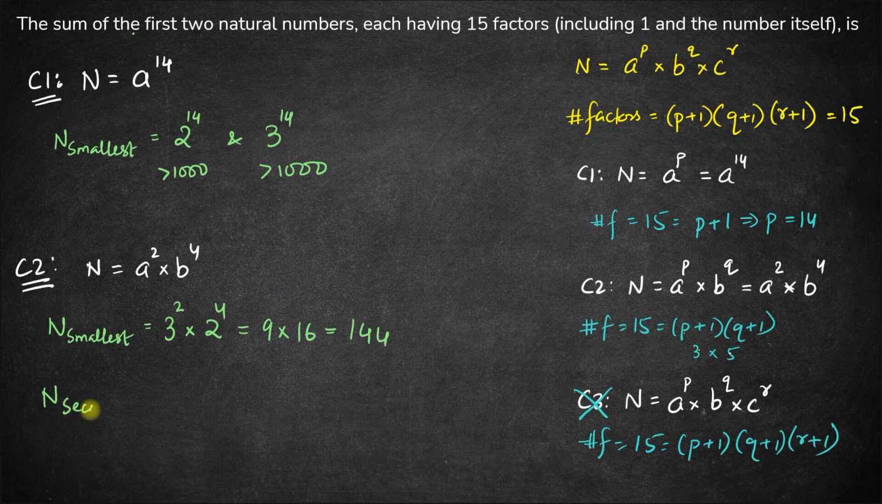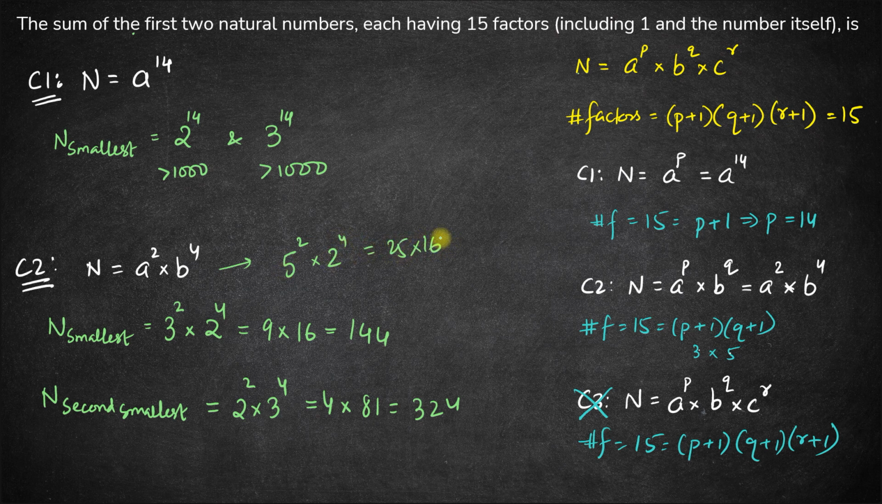And how can we get the second smallest possible value of n in this case? Simply interchange the prime numbers. The two smallest prime numbers are 2 and 3, so consider 2 to the power 2 into 3 to the power 4. 2 squared is 4 and 3 to the power 4 is 81, so this becomes 324. You might wonder what if b remains 2 and a becomes the prime after 3, which is 5. 5 squared is 25 and 2 to the power 4 is 16, so this number is greater than 324. So that would not be the second smallest number in this case.